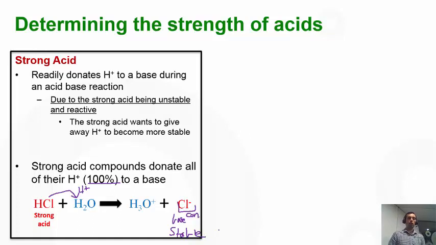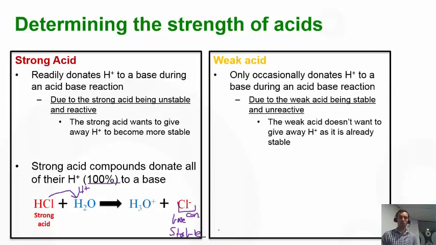So essentially what this means is that strong acids will do whatever they can to react and get rid of their H+. And this is actually what makes strong acids really dangerous. They'll basically react with any organic material to give away their H+ and force the water molecules within that organic material to actually be converted into the conjugate acid here, H3O+.